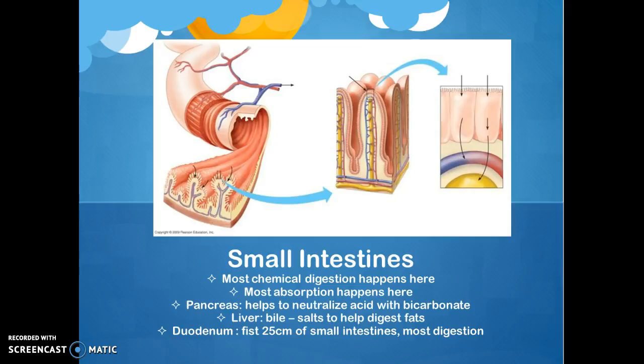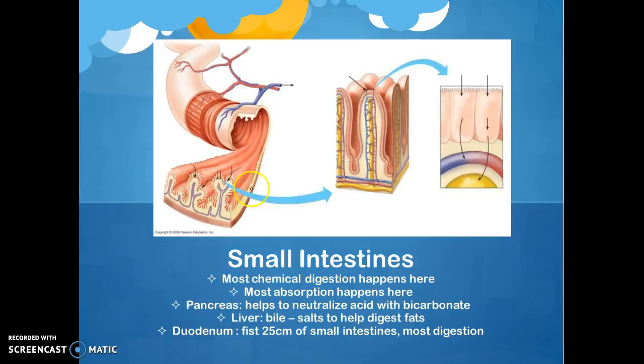From there, we go to the small intestine. That's where most chemical digestion happens, and absorption is going to happen here. So the liver gives us bile, which helps to digest fat. The pancreas helps to neutralize the stomach acid. And most of the digestion happens in the first 25 centimeters, which is the duodenum. That's where most chemical digestion happens. And then the rest of the 22 feet of small intestines that humans have is absorption.